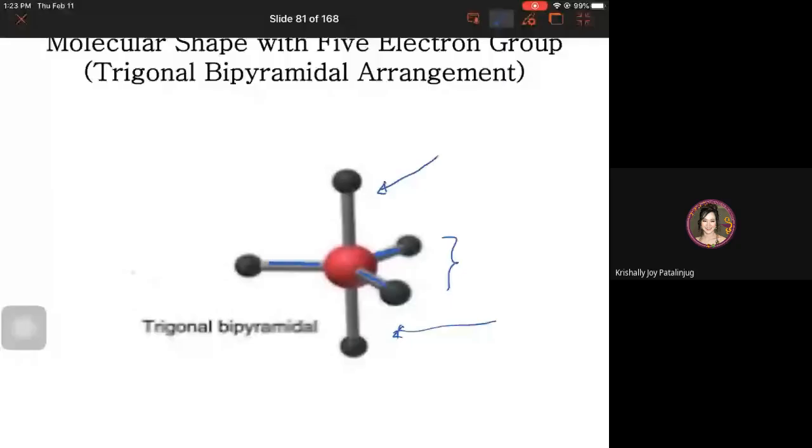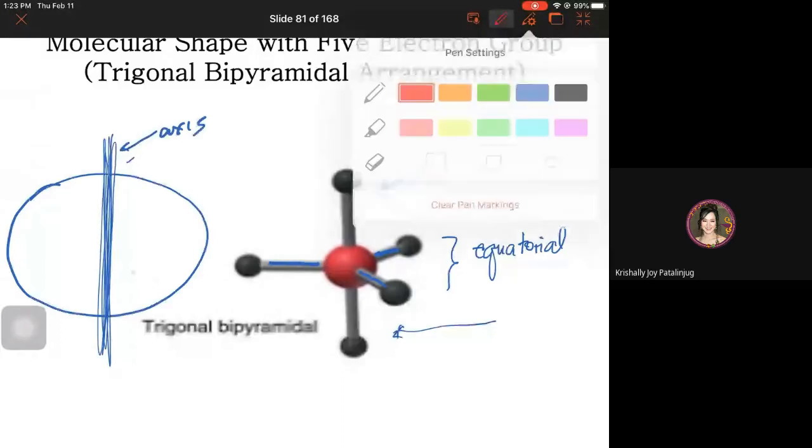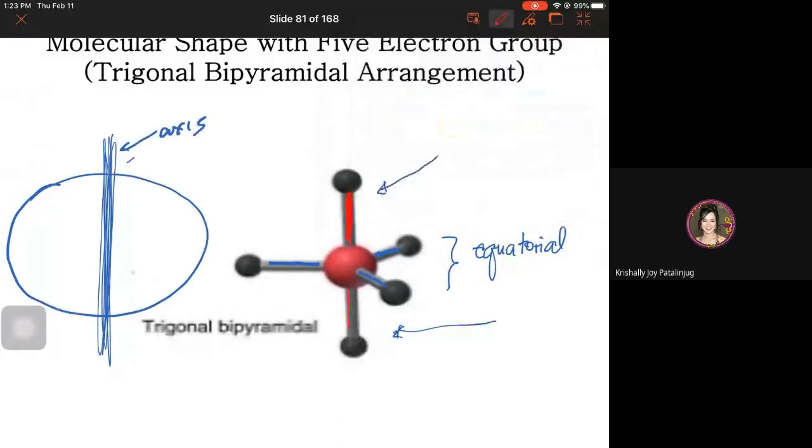If you study Earth, you know the equator, the part in the middle. Then the vertical line across the Earth, from top to bottom, is the axis. So this part I'm highlighting in red, at the top and bottom, is the axial group, or axial electron group.